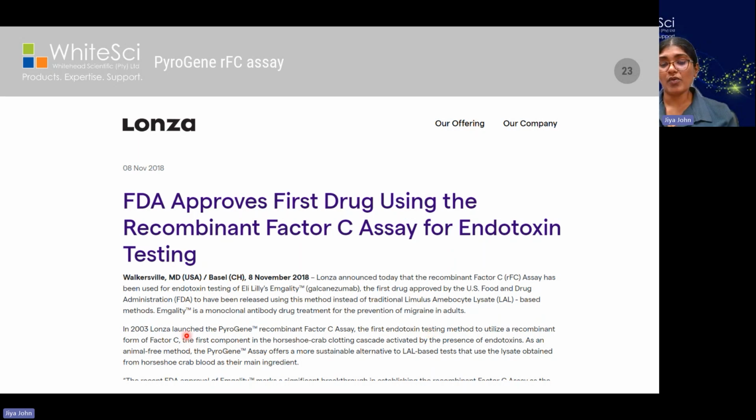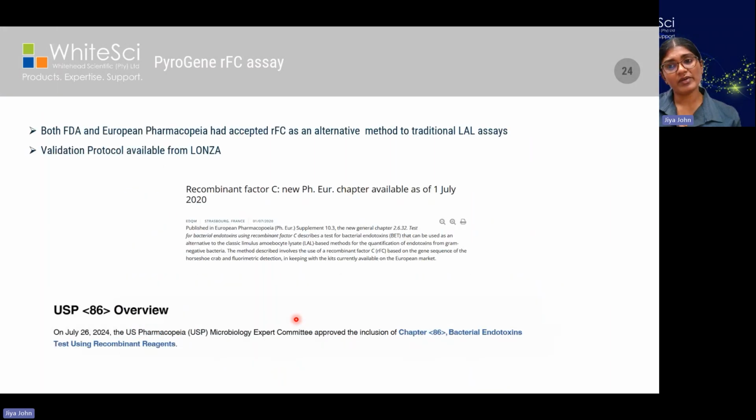However, it took more than 10 years for the FDA to actually approve a drug based on the recombinant factor C testing method. And the drug that was approved is called Emgality. It is used for the prevention of migraine in adults. So more people are looking into recombinant factor C as an alternative method now more than before.